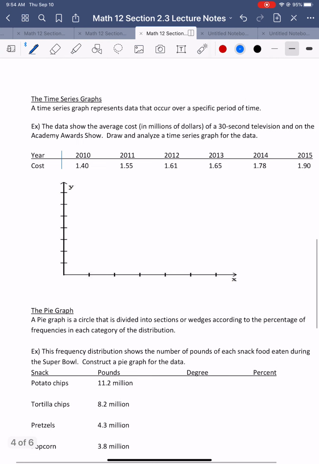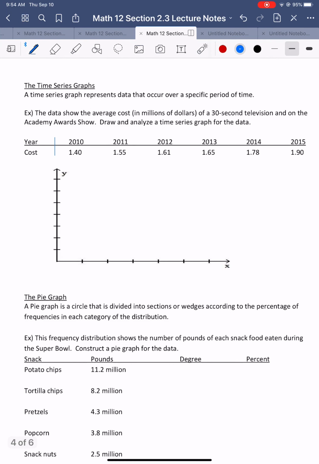All right, now the time series graph. The time series graph represents data that occur over a specific period of time. So the data shows the average cost in millions of dollars of a 30-second television ad on the Academy Award show. Draw and analyze the time series graph for the data. So 2010 was 1.40 million, and 2011 is 1.55 million, 2012 is 1.61 million, 2013 1.65 million, and 2014 1.78 million, 2015 is 1.90 million.